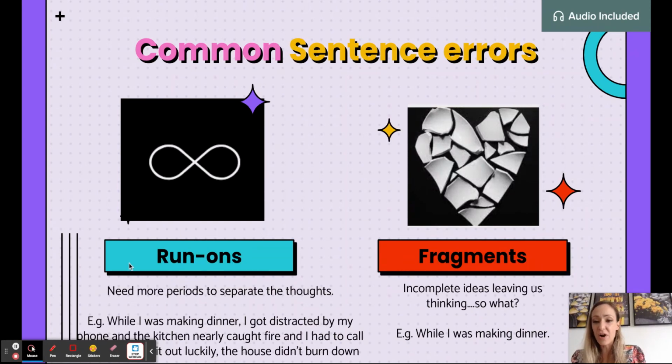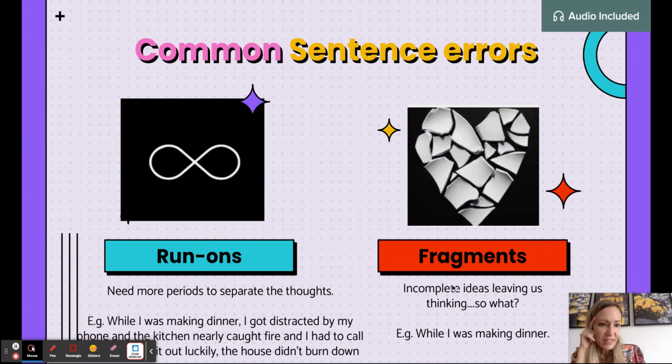While I was making dinner, I got distracted by my phone and the kitchen nearly caught fire and I had to call the fire department to put it out, and luckily the house didn't burn down. All those "and"s should be a period. We should have this separated into at least 3 complete ideas. Helps it organize in your reader's mind.